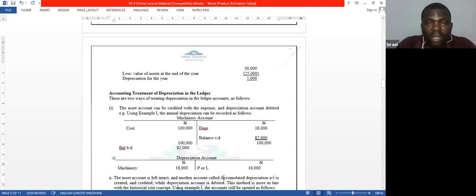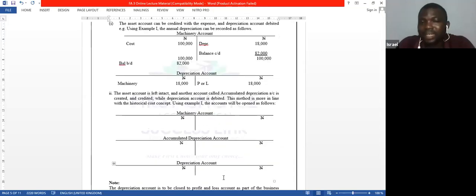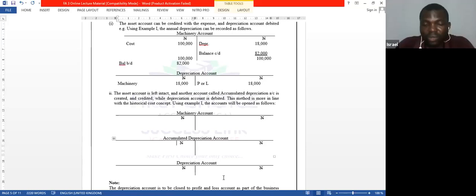So these are the three accounts we deal with. We're using the same example, but these are the accounts that we're dealing with. We have the machinery account, we have the accumulated depreciation account, and we have the depreciation account. Now for that, we're going to come to the asset account, and the asset account is going to be cost. So we have cost here, and the cost is 100,000, isn't it? So we come back here, put 100,000 here.